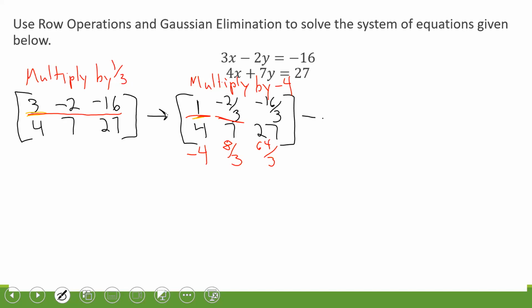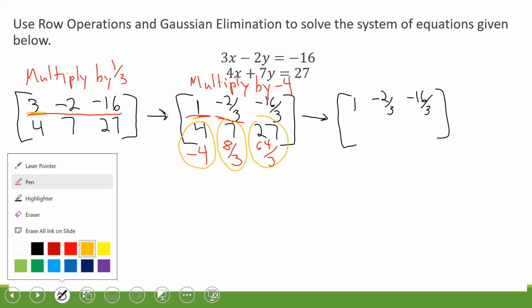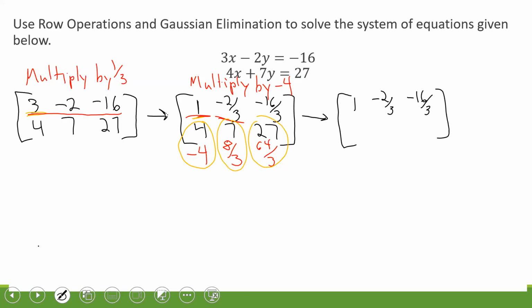Now, as part of this process, I'm not going to change the top row. So even though we multiplied everything in the top row by that -4, those entries actually will not change. So we'll have a 1, a -2/3, and a -16/3 still in the first row. And then again, I want to add entry by entry each of these numbers to the numbers in the second row. Okay, so when I do that, I would do the -4 plus the 4 in the first entry.